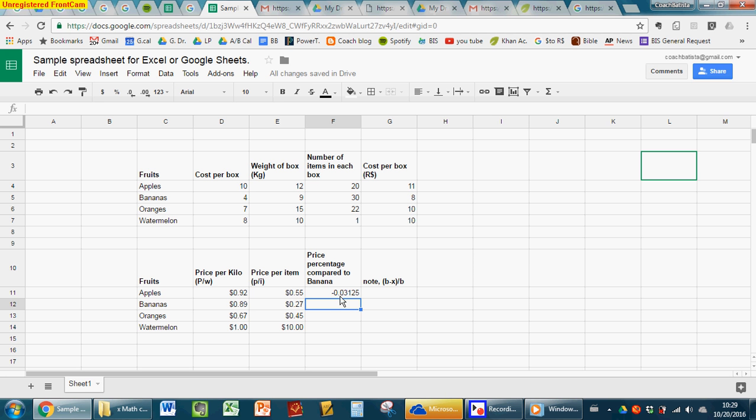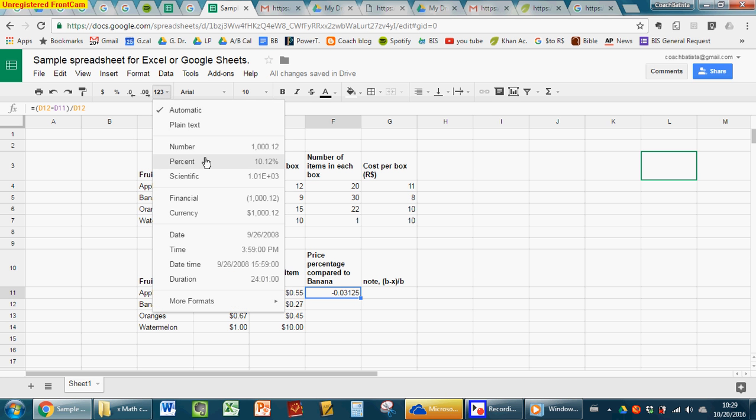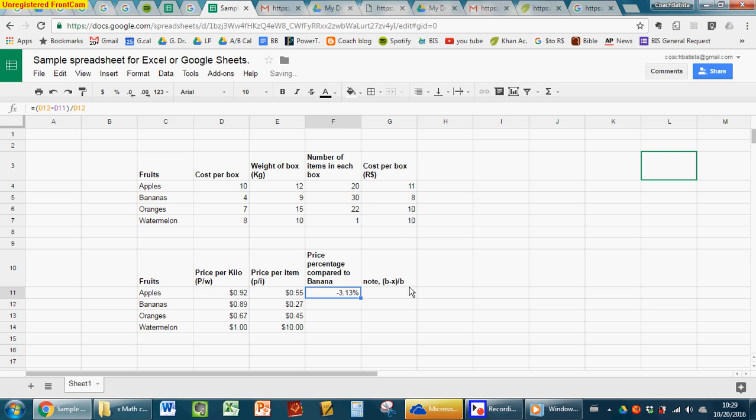This means 3%, okay. The apple is 3% cheaper, and if you want to change this to percent, you select that cell and you go here and you click on percent. Voila. You see, now instead of writing 0.03, you write minus 3.13%. So this is cheaper, and you can even change the decimals by doing this.